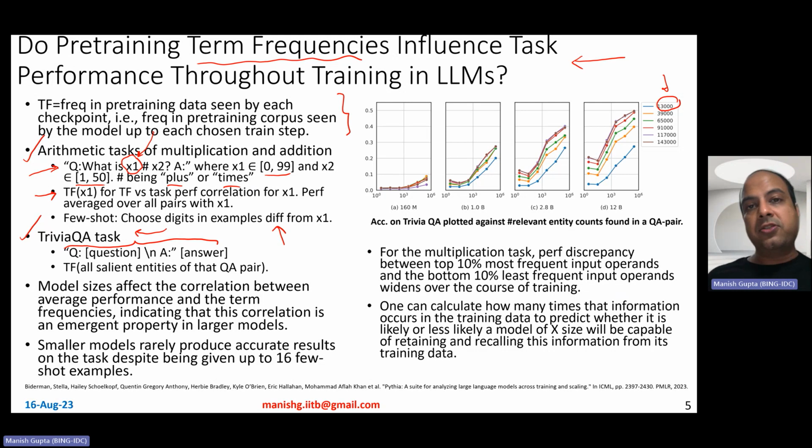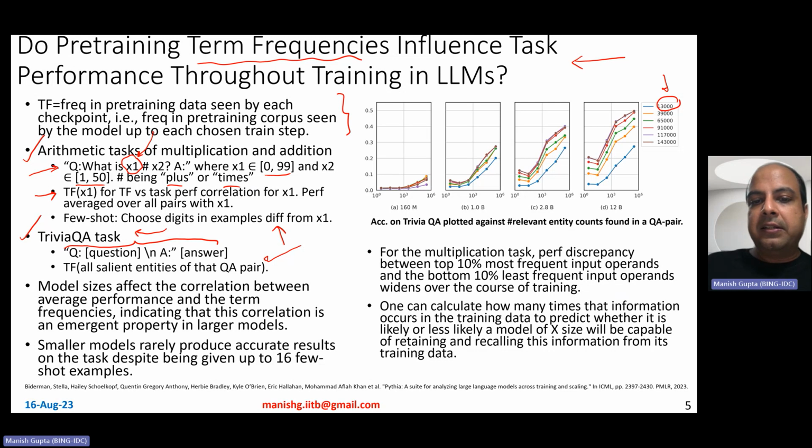And therefore the term frequency that you compute in the pre-training data is basically the term frequency of all salient entities of that QA pair. They don't define salient entities appropriately, but I assume they basically mean named entities, right? So essentially you try to see, in the pre-training corpus, how many times those named entities appear. Okay, so what do they observe?